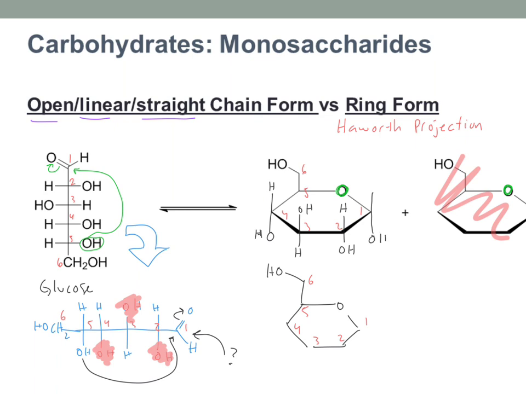I can draw it down, or I can draw it in the other form, which is where it's up. And then here I'm just going to add the rest of those OHs. It's the same molecule, so I'm just going to add the OHs the same. So I can have two different forms here. I can have this top form where the OH is down, or I can have the bottom form where the OH is up. So here the OH is down. Here the OH is up. That's the only difference between these two.